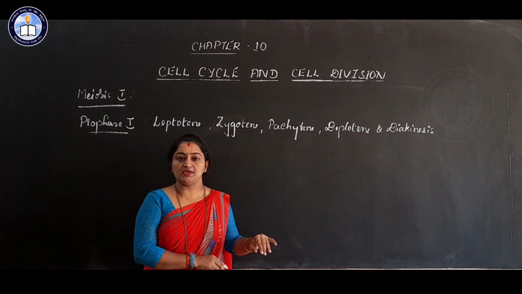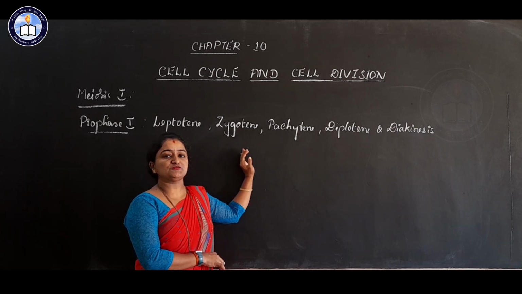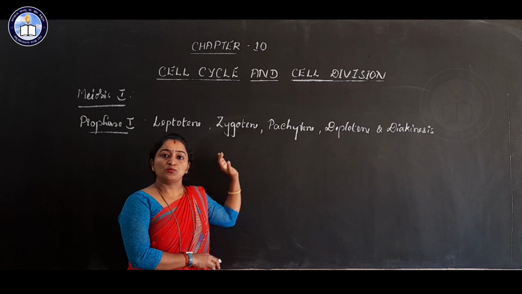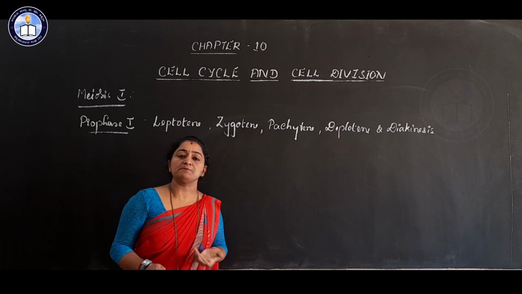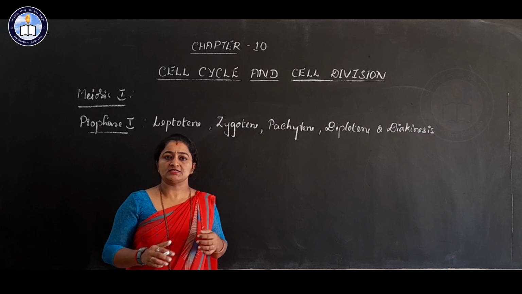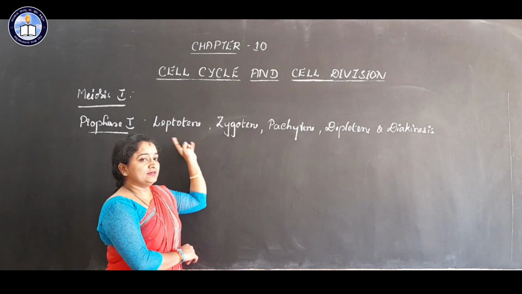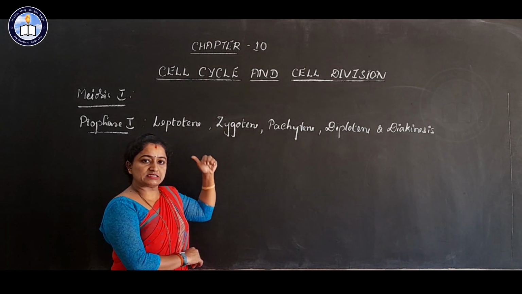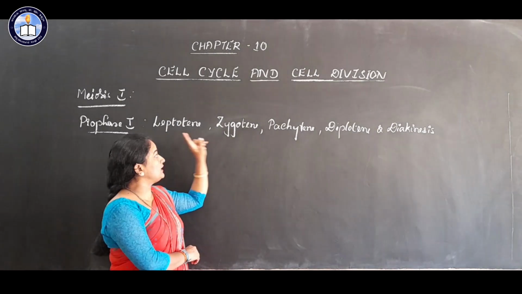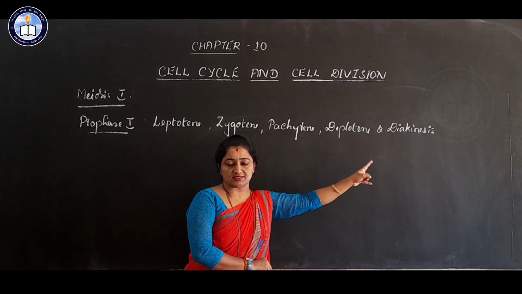We said that meiosis first has sub-stages, so what all are there in prophase first? Prophase first is not simple like that of mitosis. It is much more complex and it is the lengthiest process. And here, in prophase first, once again sub-stages are there: leptotene, zygotene, pachytene, diplotene and diakinesis.